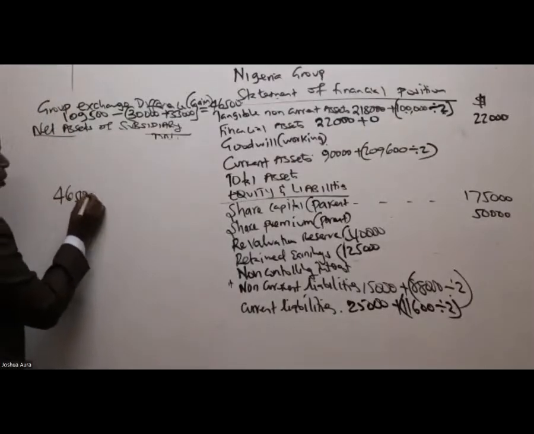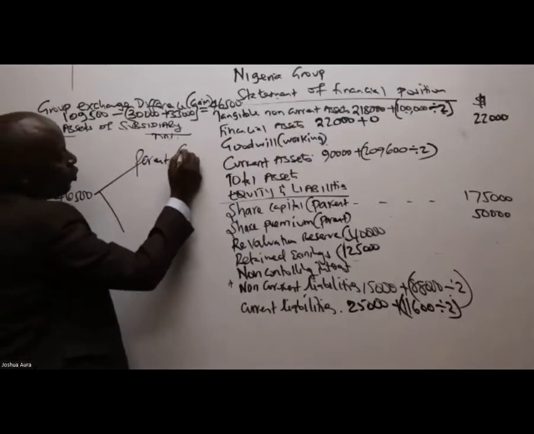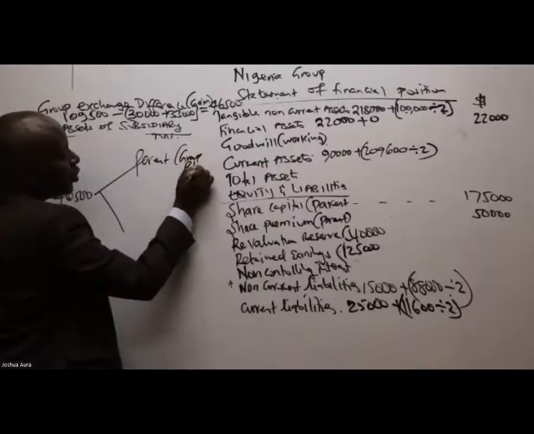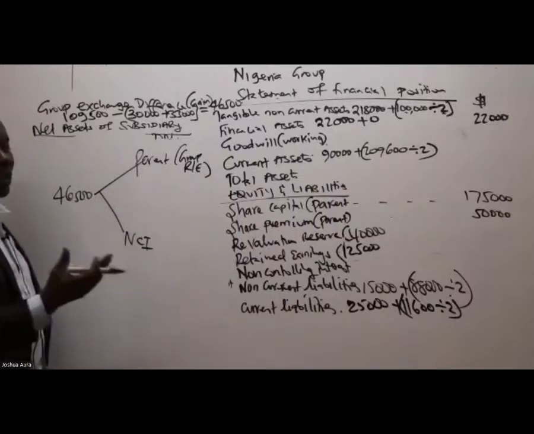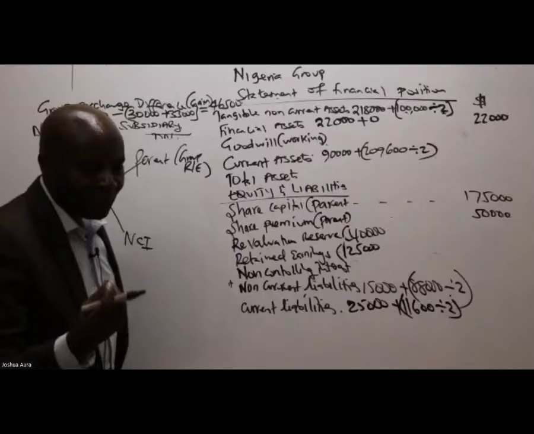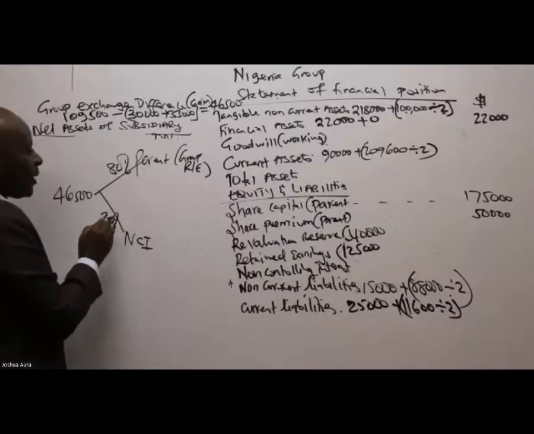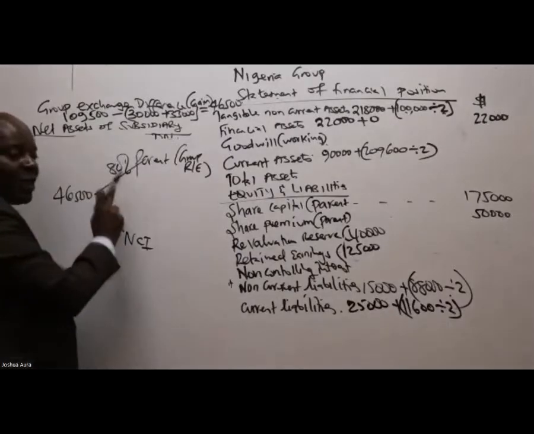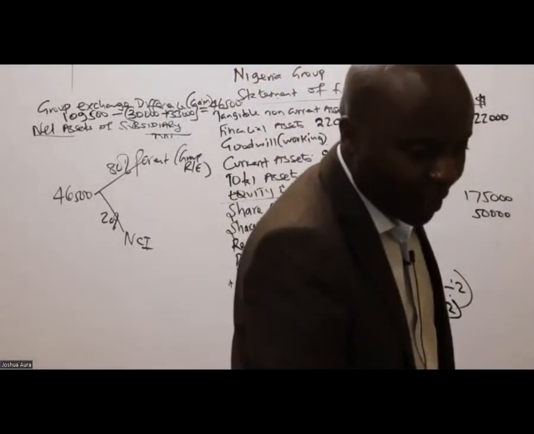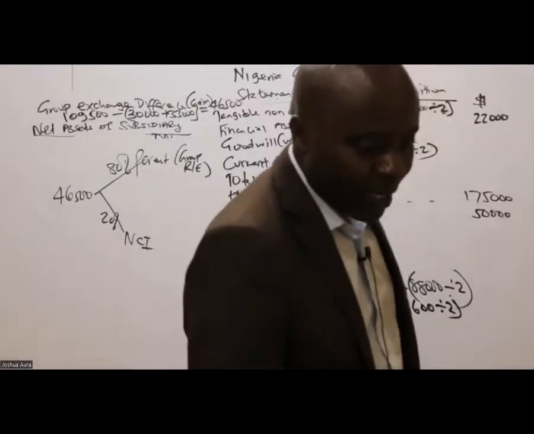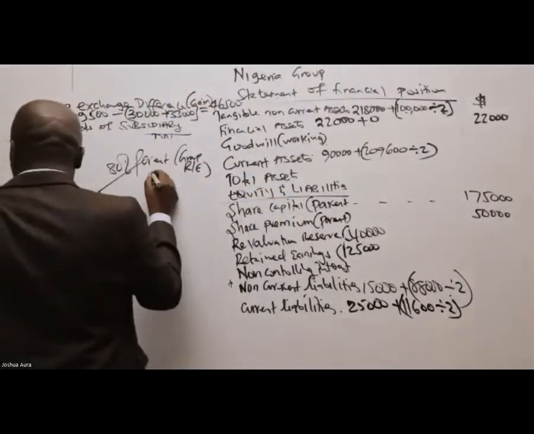So this 46,500 will be shared to the parent, of course, through the group retained earnings, and then we have NCI. Do you know the parent's percentage? It was 80%, isn't it? And NCI was 20%. I can see this student telling me 46,500 times 80%. I can see they have already given me the figure. The parent is 37,200.